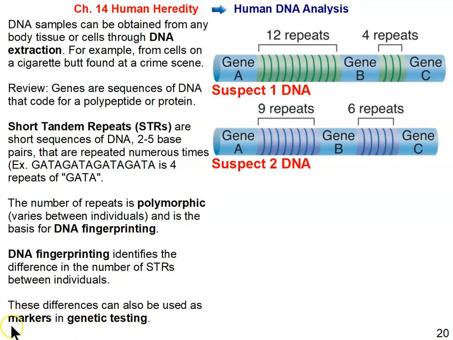So say, for example, gene B is a gene that is involved in certain kinds of cancer. And we want to see if the individual has the recessive allele that is prone to causing cancer. Having a certain number of repeats next to that gene can indicate a certain allele for that gene. So maybe 4 repeats indicates that gene B here is the recessive allele, whereas 6 repeats indicates that gene B is the dominant allele. So the number of repeats can indicate a particular allele of a particular gene.